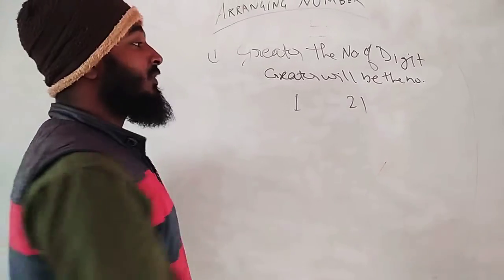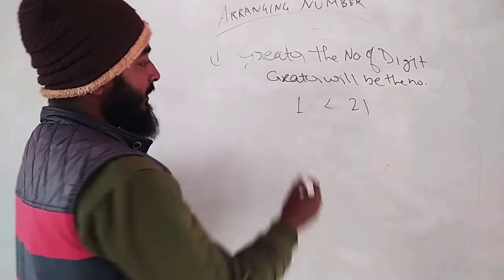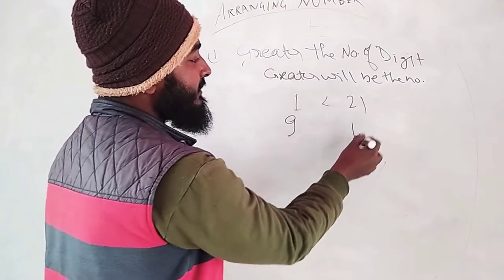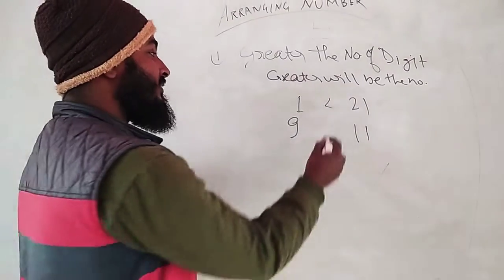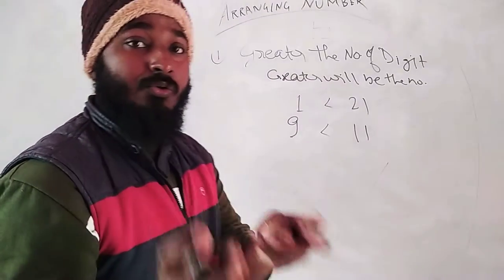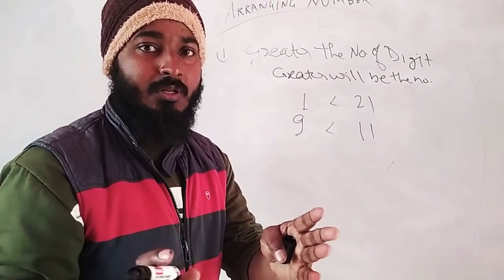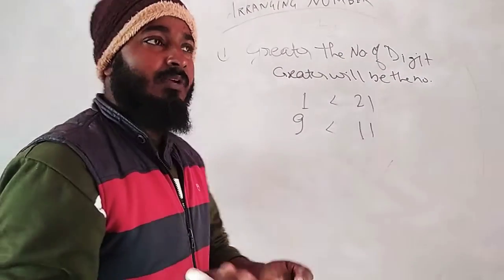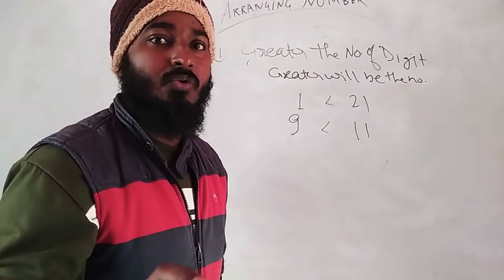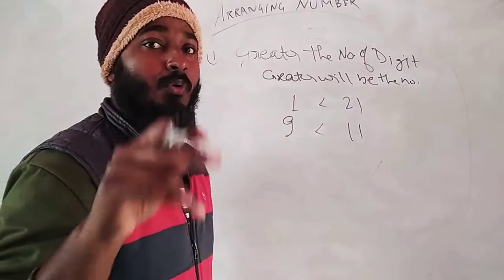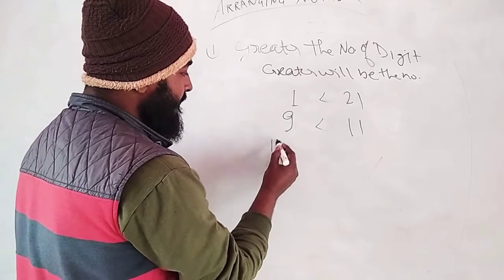So obviously 21 is greater. Then here it is 9 and here it is 11. Which is greater? Obviously 11 is greater. Why? Your brain knows that if it has 2 digits it is greater, and if it has 1 digit it is smaller. Sometimes the brain does not know, so you make it know.